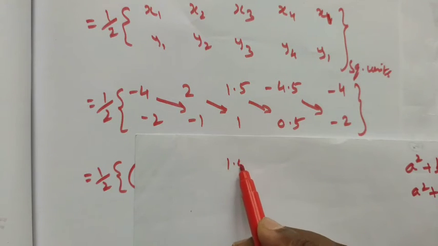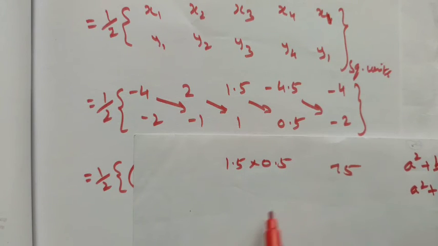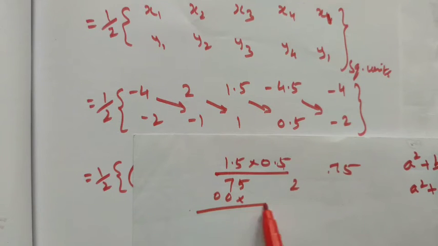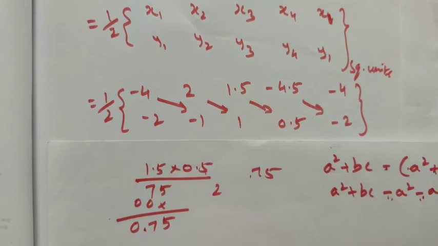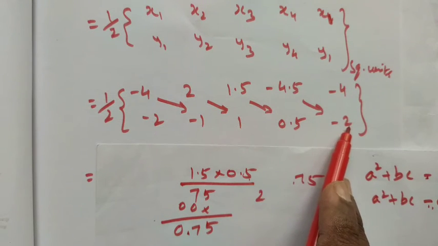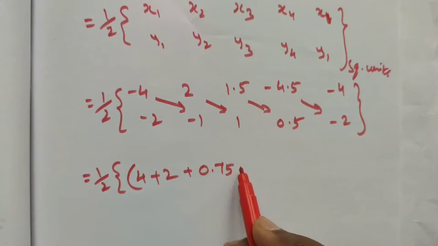that is, just see that 1.5 into 0.5, just forget about the decimal places. So 15 into 5 is 75, we know that, and then we get 2 decimal places means 0.75. Here we have one digit, here we have one digit, so 0.75 is the answer. And also here we have minus 4.5 into 2, right? 45 into 2 is 90. So 4.5 into 2 is 9.0. So the first term is 0.75.